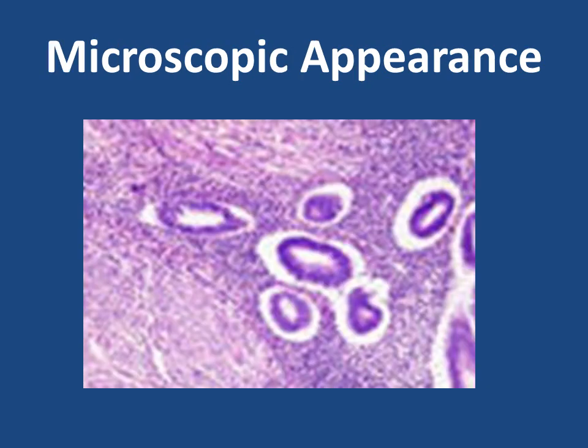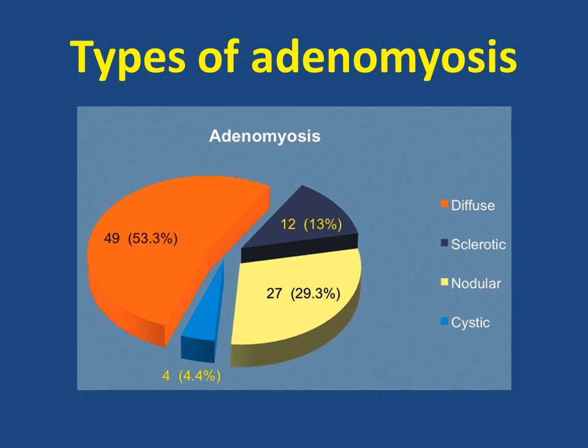If you take a biopsy, you will see endometrial glands and stroma surrounded by hyperplastic myometrium, which is adenomyosis. In most cases, more than 50% of cases, the adenomyosis is diffuse in the whole uterus, but sometimes it is cystic in 4% or 5% of cases.